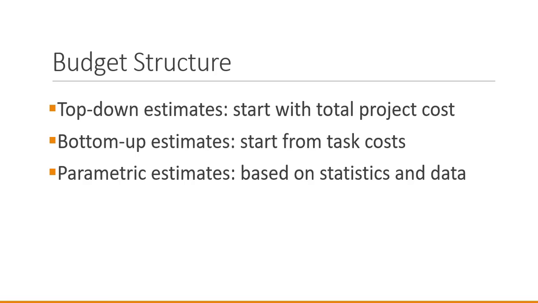Here we start from the detailed task level of activity, build up to the costs required for individual work packages, and then add those costs up to arrive at a total project cost estimate. And a third option is parametric estimates, which is based on statistics. We will focus on the top-down and bottom-up estimate structures for our activity in project management fundamentals.